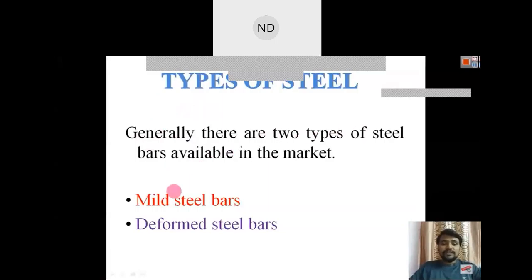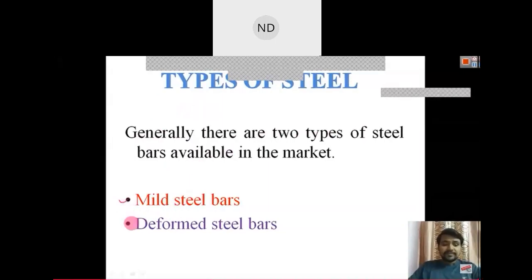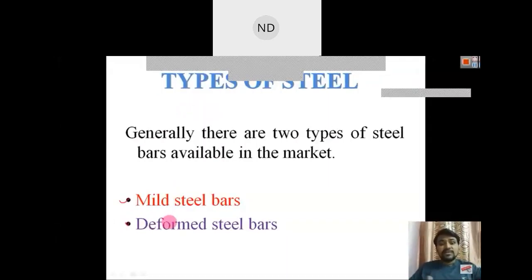Types of steel is very important. Generally, there are two types of steel. Those are mild steel and deformed steel bar. The sizes of bars in the market range from 8 mm to 50 mm. I am talking about the size of the bar.